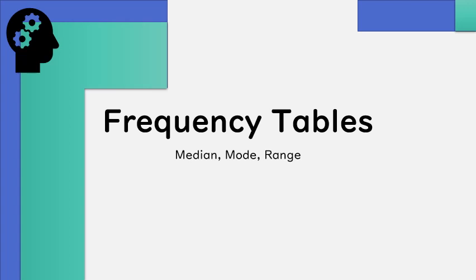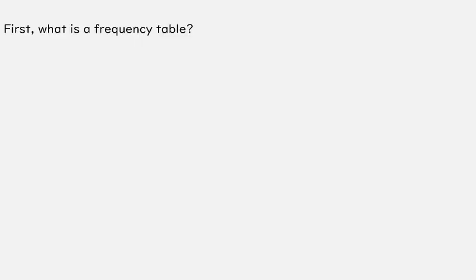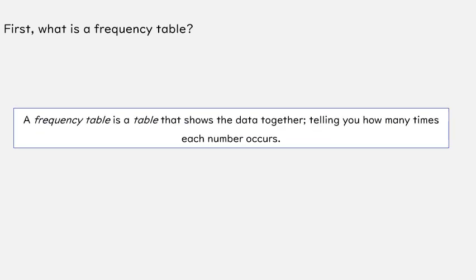Hello, welcome back. Today we're going to be looking at finding the median, mode and range when given the data in the form of a frequency table. Well, first of all, let's turn to the question, what is a frequency table? A frequency table is a table that shows the data together, telling you how many times each number occurs. Let's have a look at one together.